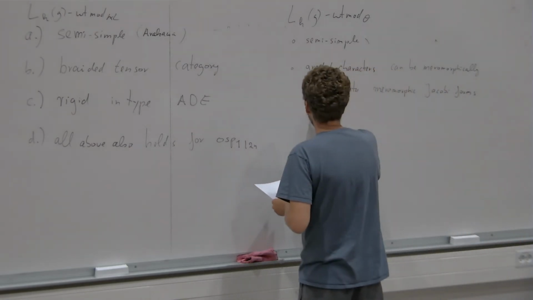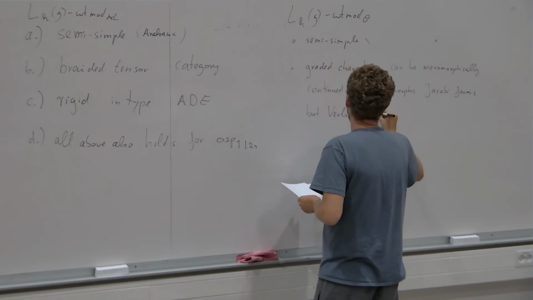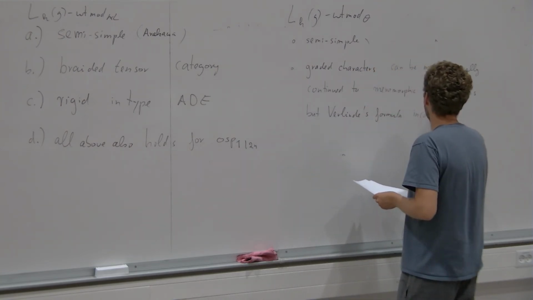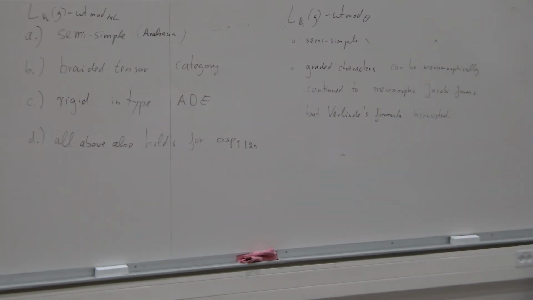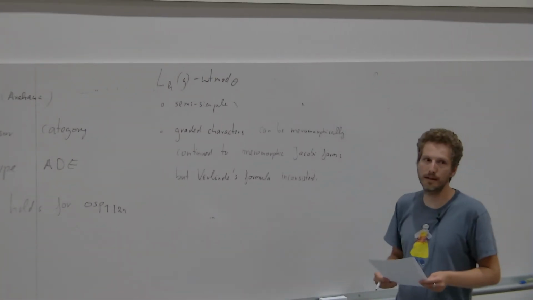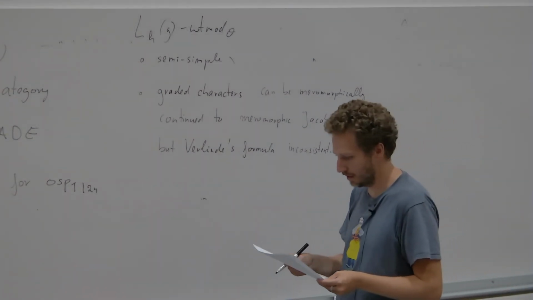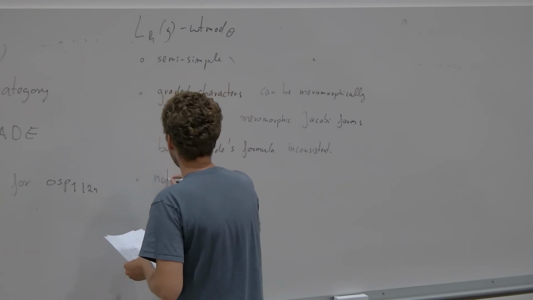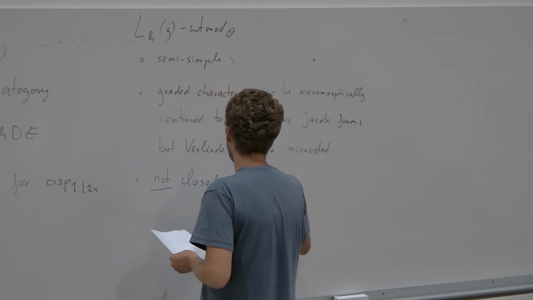And it turns out Verlinde's formula doesn't make sense. It's inconsistent, but in a somehow mild way. You use this formula, N_ABC is equal to the sum of S matrix elements, and you observe you always get an integer, but sometimes this integer is negative, and a negative integer has a hard time to be a dimension. And one more thing that turns out, this category is not closed under fusion, under tensor product.